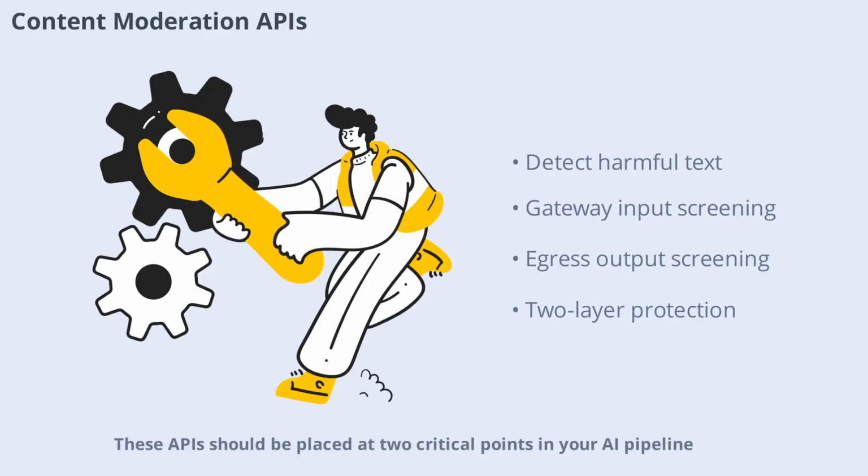violence. These APIs should be placed at two critical points in your AI pipeline: at the gateway to screen incoming user inputs and block malicious prompts, and at the egress to check generated outputs before they reach users. This two-layer approach helps catch inappropriate content from both directions.